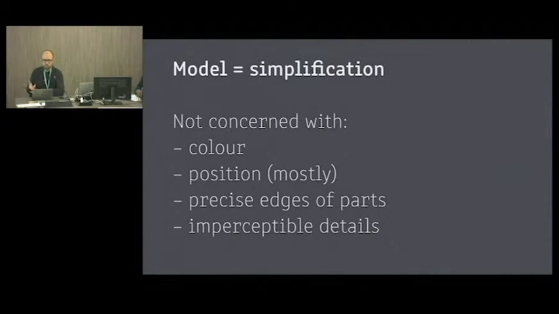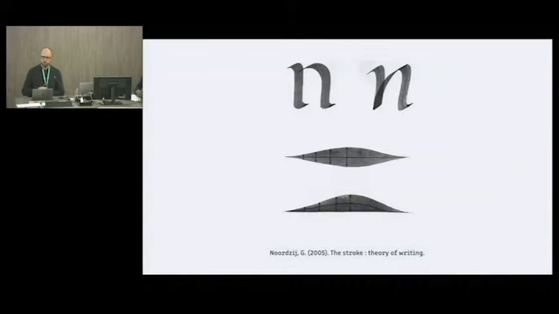I'm not concerned with color, position of the parts, precise edges of parts. Simply, if something looks similar, it is similar, and it is worth tracking as a feature, regardless whether I can find a precise edge for it. I'm disregarding imperceptible details. So this method is based on craft knowledge, really. Type designers are taught and are used to perceive character shapes as series of strokes, like in calligraphy.